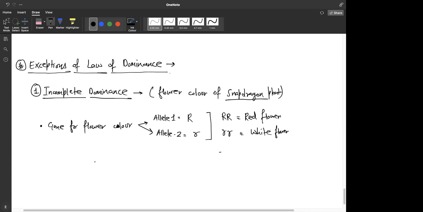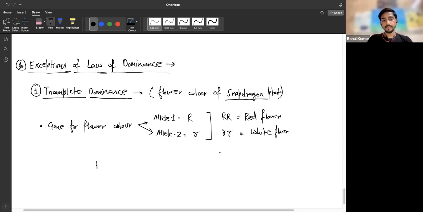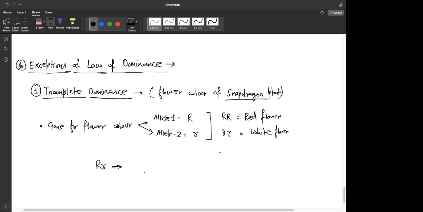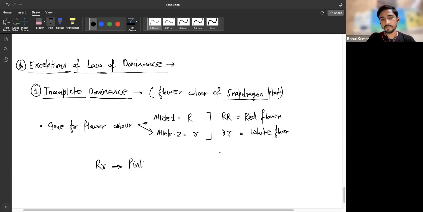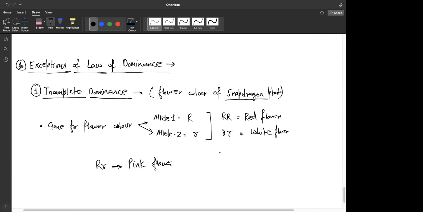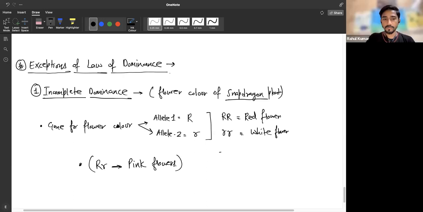Yes, sir. But whenever there is capital R and small r, what should have been the color of flower following Mendel's law of dominance? It should have been red. It should have been red, but instead, it gives rise to pink flowers. So like an intermediate. Now, yes.